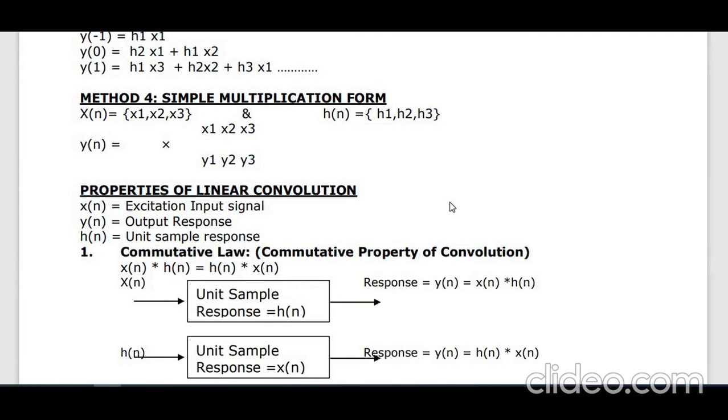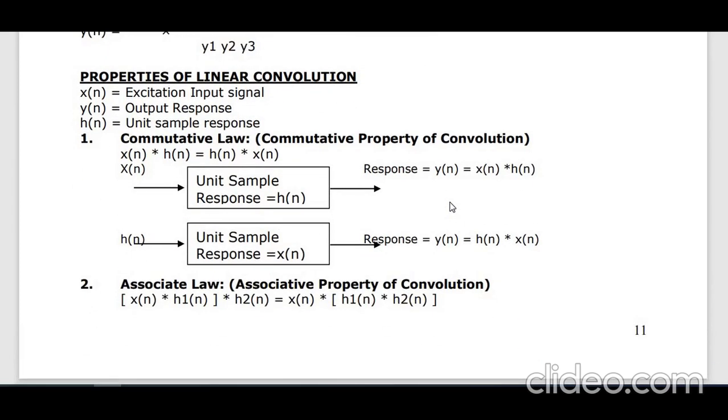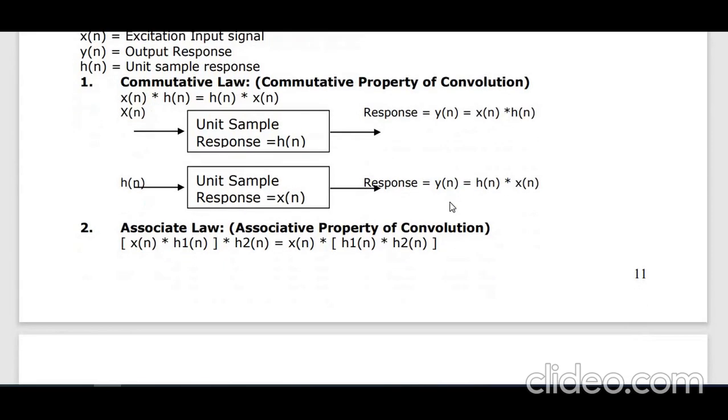So what are the properties we have, students? What are the things we have seen in the linear convolution? We have seen that linear convolution has input x of n, that is called the excited input signal, and similarly we have y of n, that is the output response. Then we have h of n, that is the unit sample response. So we have these three samples, and by considering them, we are going to find the output of the given sequence.